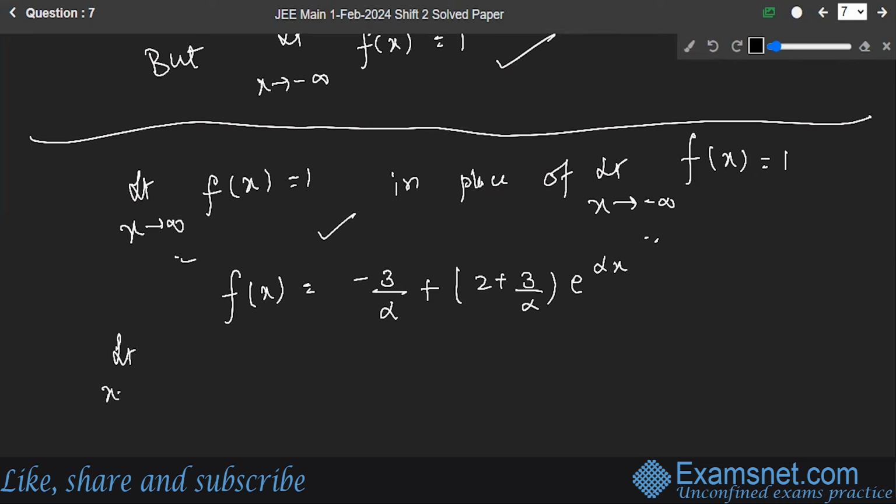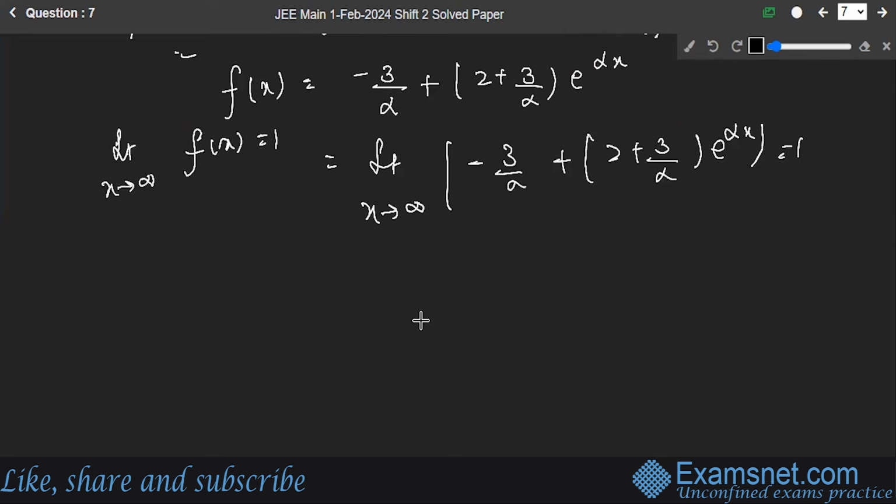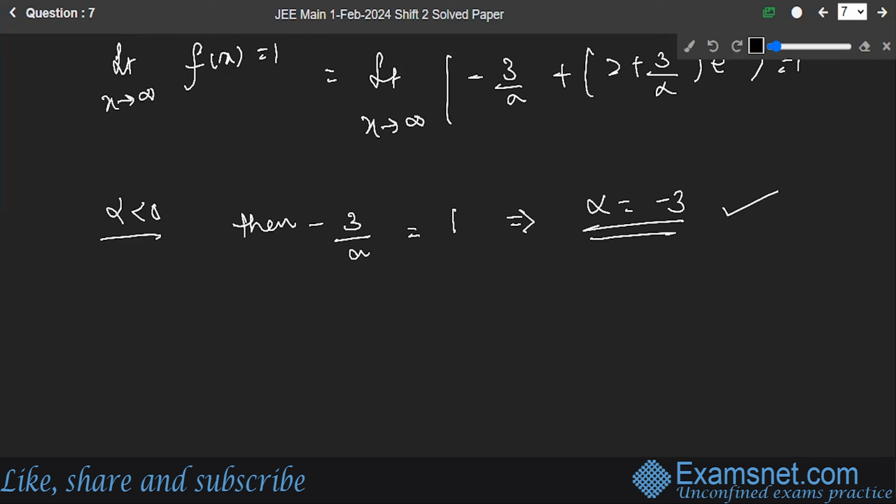for limit x approaching infinity fx is equal to 1, you will have limit x approaching infinity minus 3 upon alpha 2 plus this into e raised to power alpha x is equal to 1. Now, if I would have taken alpha as minus 3 or alpha to be any negative value, then 3 minus a would have been equal to 1. Or from here, alpha would have been equal to minus 3. That means we would have got our answer. See, from here also, I'm getting alpha is equal to minus 3. So that would have done.